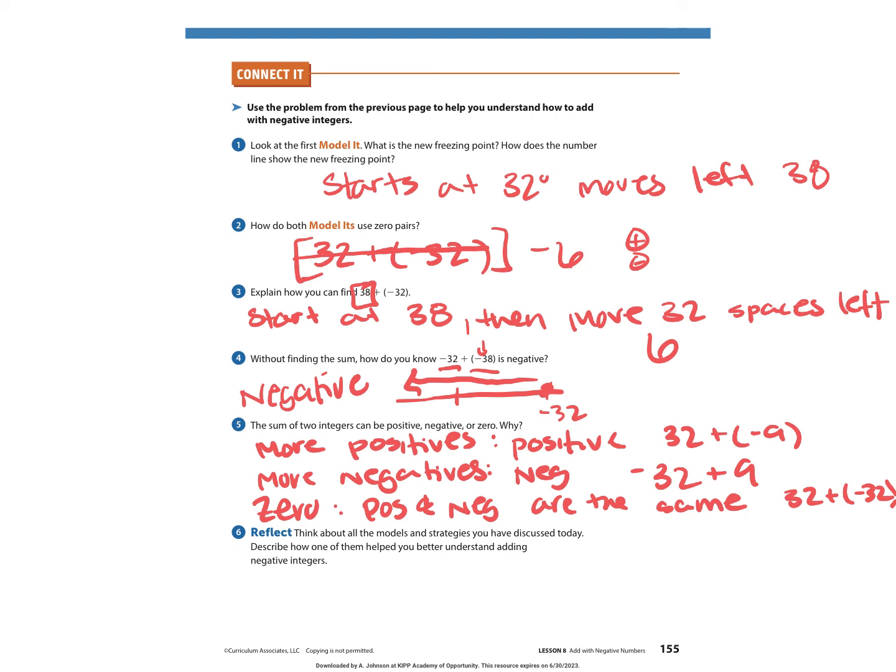I like to see it, so I like integer tiles or a number line, but our numbers are getting too big, so we're going to start moving towards just writing the expressions. Take your time, do your exit ticket, and that's it.